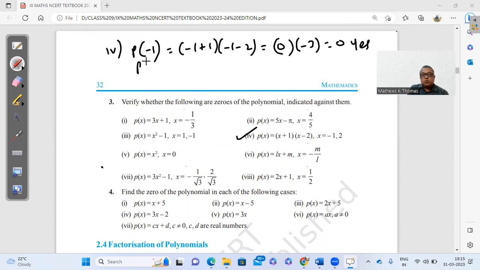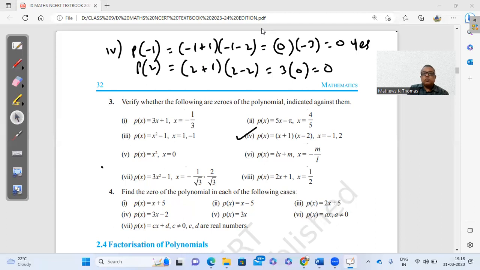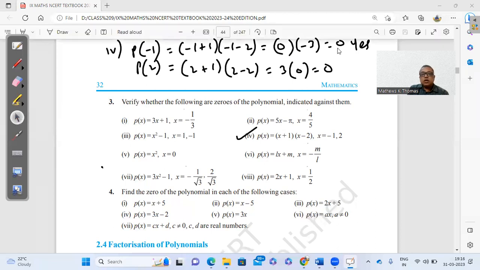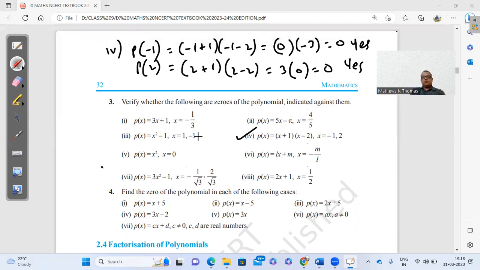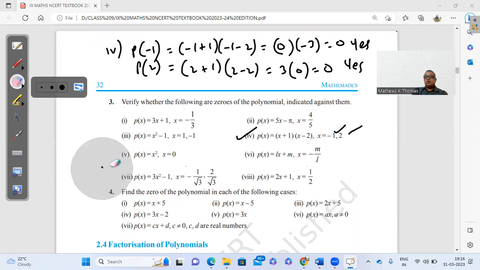And what about 2? So when I'm putting 2, I will get 2 plus 1. Okay, I'm putting the value of x as 2 here. 2 plus 1 into 2 minus 2. So this is going to be 3 into 0, that is 0. So both are zeros. Here also both numbers were zeros of the polynomial. Here also both are zeros of the polynomial.